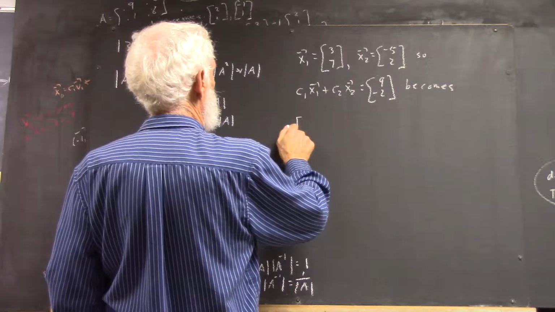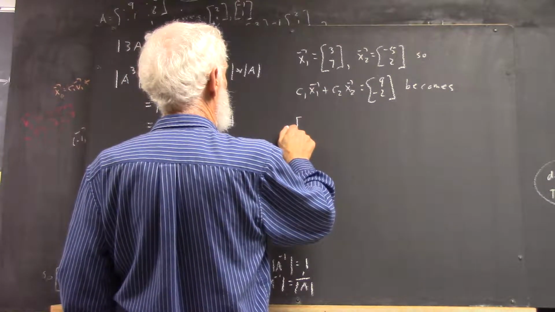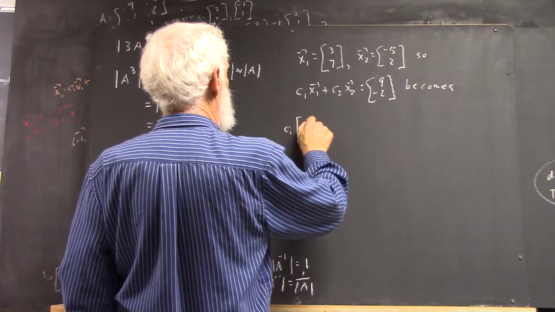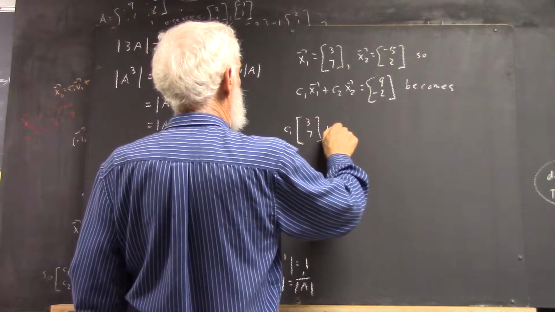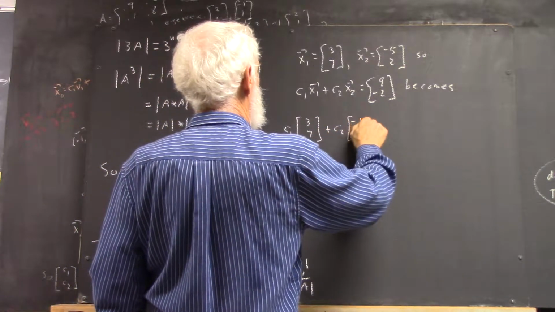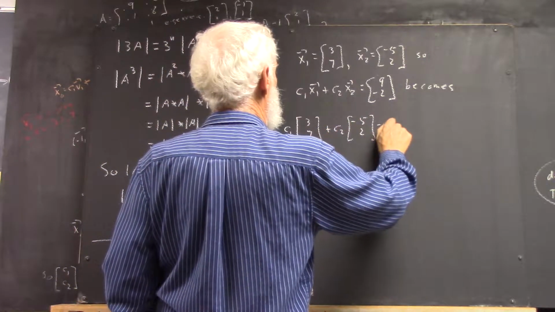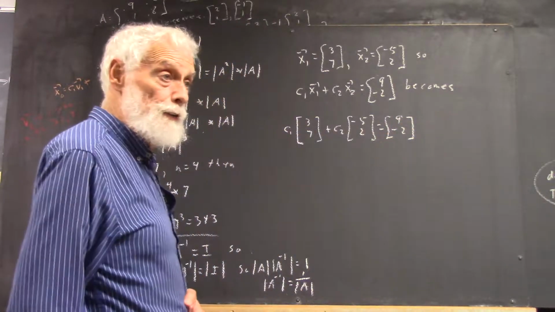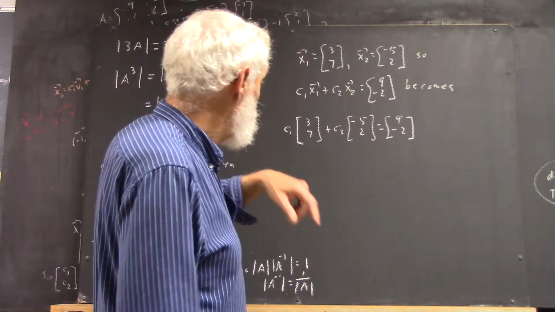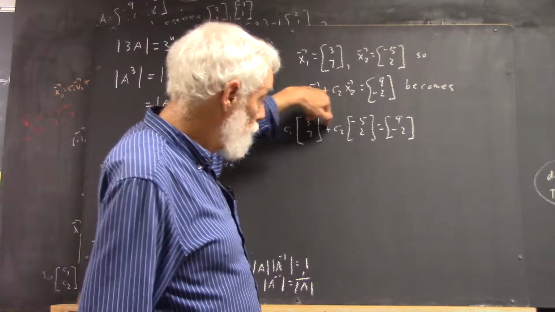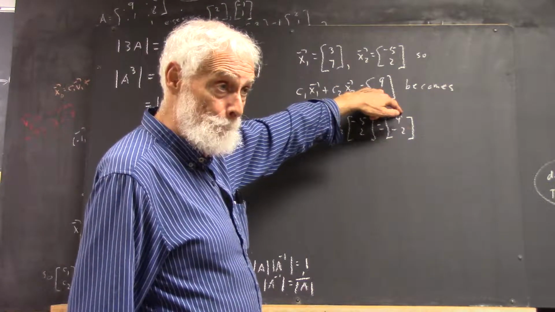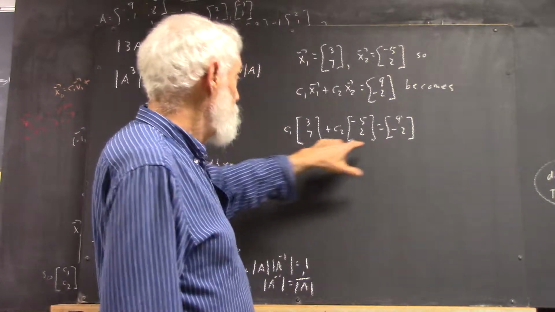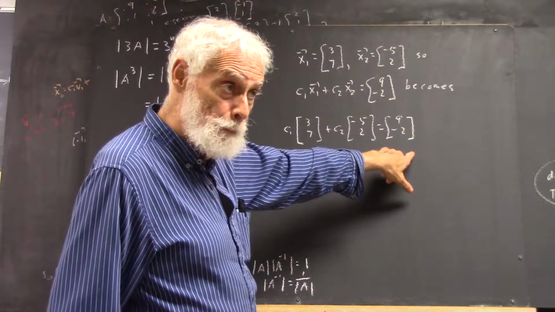Well, I'll write it out. It becomes this, and we could write this now as a system of equations. 3c1 minus 5c2 equals 9, right? 7c1 plus 2c2 equals negative 2.